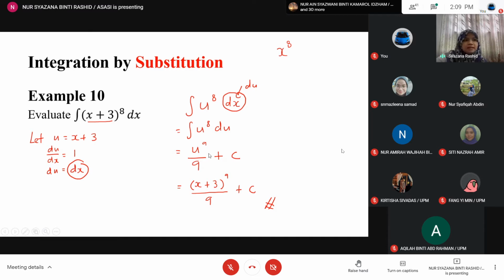Okay, if you stop here, u power 9 over 9 plus c is not complete yet. The integral is complete, but the final answer is incomplete because it does not answer the question. It must be in x. So the final answer must be in x.